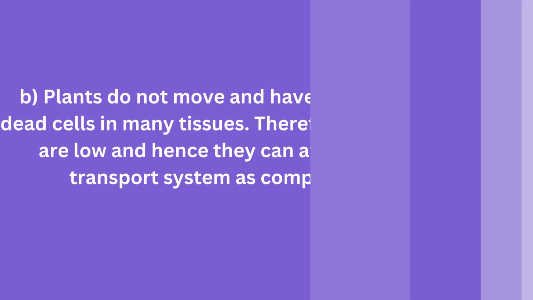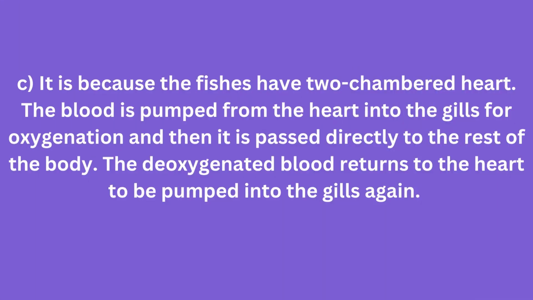C. It is because the fishes have a 2-chambered heart. The blood is pumped from the heart into the gills for oxygenation, and then it is passed directly to the rest of the body. The deoxygenated blood returns to the heart to be pumped into the gills again.